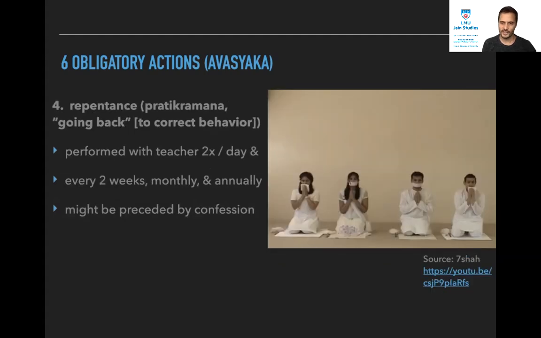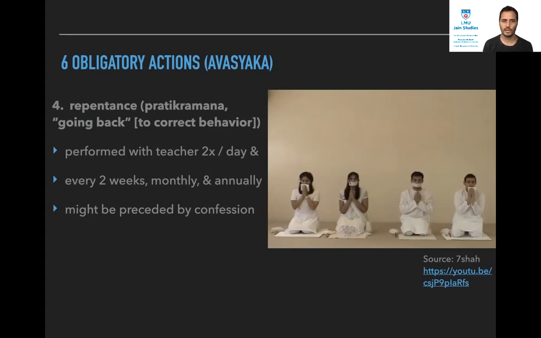Saying Om Jai Mahavir, right? Giving great devotion to the Tirthankara Mahavir for inspiration to live a life not unlike his, nonviolent and free from passions and free from karma. So that's supposed to be done every day as one of the six obligatory actions.